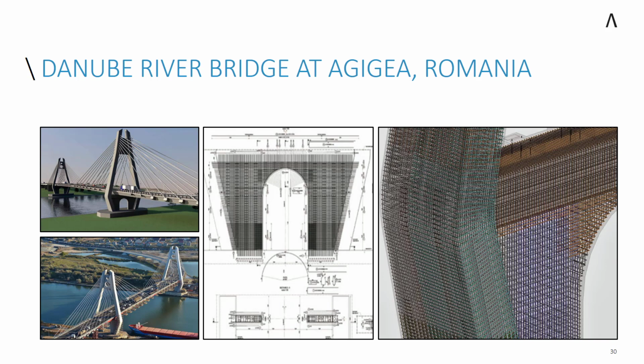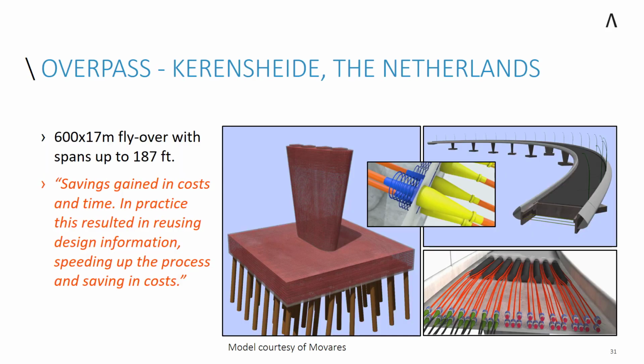A bridge in Romania over the Danube River. This is another type of bridge with an exotic cross-section. You can see there we have some unique angles coming in, and the reinforcement was all done accordingly. Here's an overpass in the Netherlands. This time we combined more post-tensioning with not just rebar, but also voids that were inside of there.